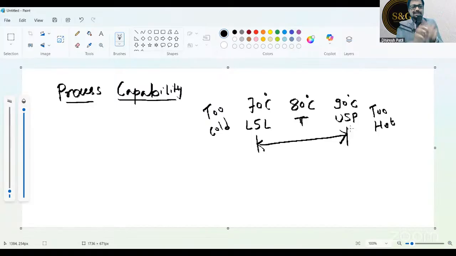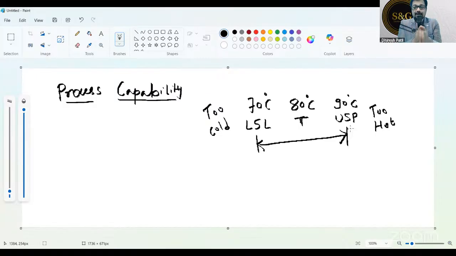Are you clear? Just give me a yes in the chat box. So process capability is the ability of the process to deliver within the specification limit, which is nothing but customer requirement, customer need. All right. Very, very important.